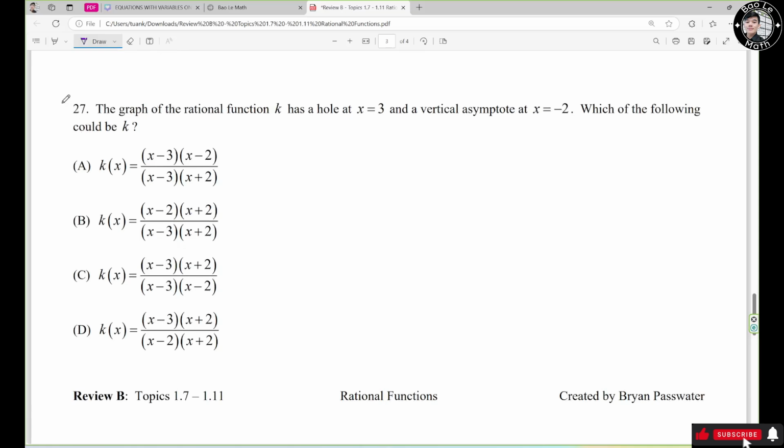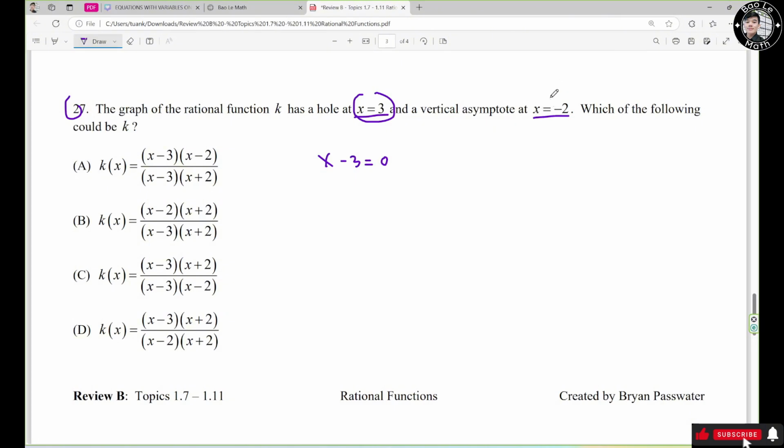Now, question number 27. The graph of the rational function k has a hole at s equals 3, vertical asymptote s equals negative 2. Which of the following could be k? Alright, so you have a hole right here. So you need to convert this one into the factors. So you need to subtract 3 both sides, right? So s minus 3 equals 0. So this is a factor.